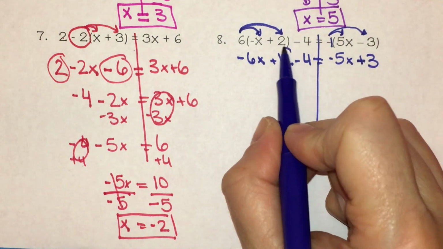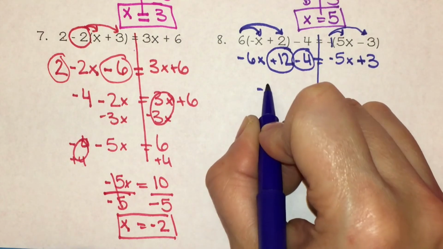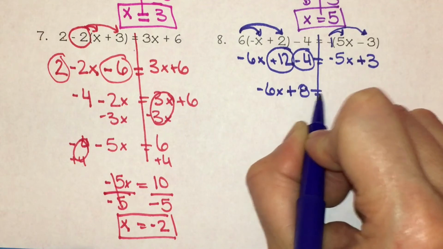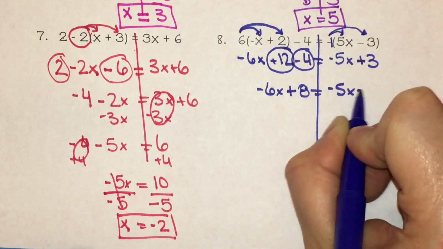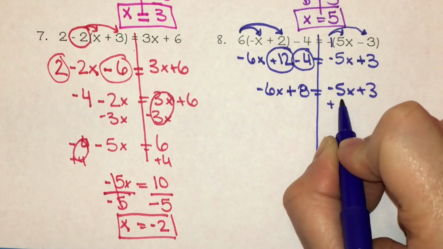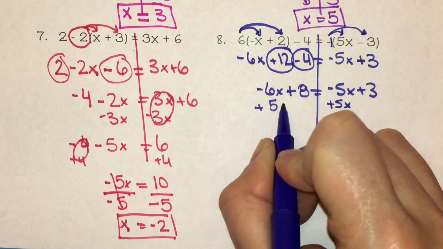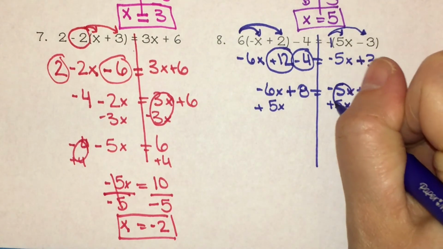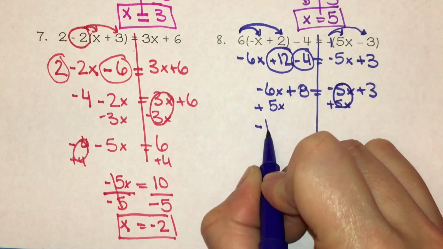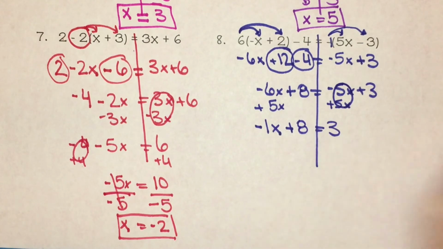Now combine like terms. I have a 12 minus 4. So bring down the negative 6x. 12 minus 4 leaves me with plus 8 equals negative 5x plus 3. Move your x's to the same side. I'm going to add 5x to get rid of this negative 5x. Do the same thing to both sides. Negative 5x plus 5x is 0. Negative 6x plus 5x is negative 1x plus 8 equals 3.